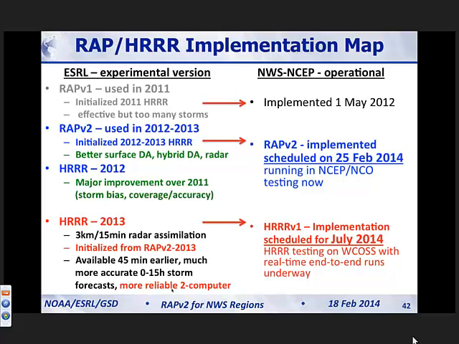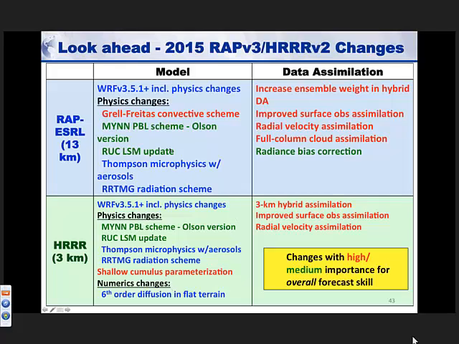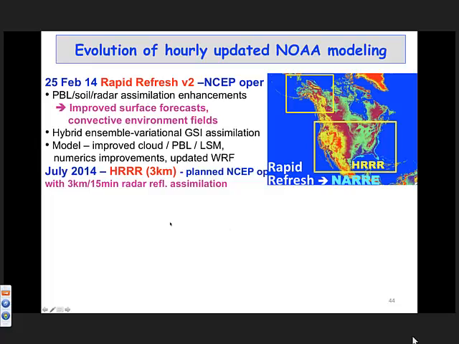So this next slide here is just a quick look ahead. We do have some improvements already that we're starting to test toward RAP version 3 and HRRR version 2, improvements in the data assimilation and the physics. And so we anticipate these to get implemented in 2015. And then finally, our overall summary here, we've already gone through these changes in RAP v2. And so 2015 RAP v3 and HRRR v2 improvements, and we'll have to talk to you about those later on.